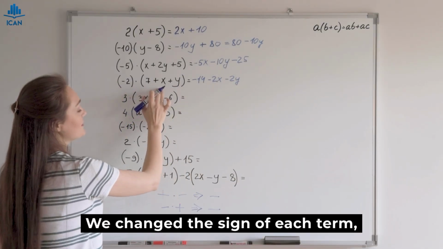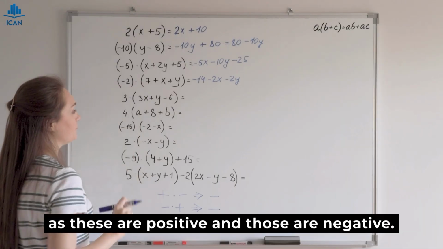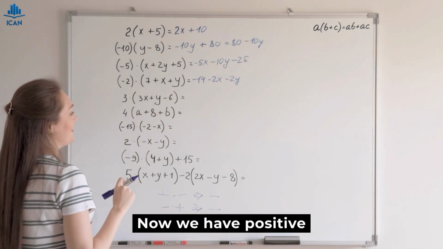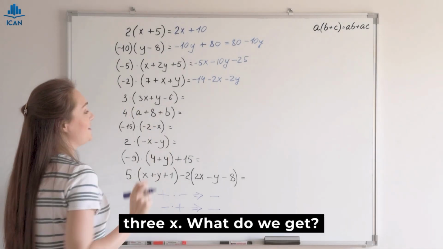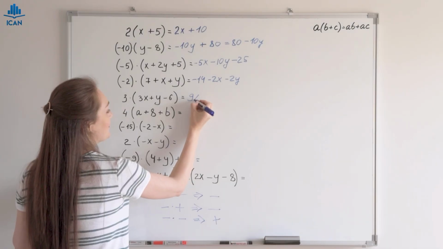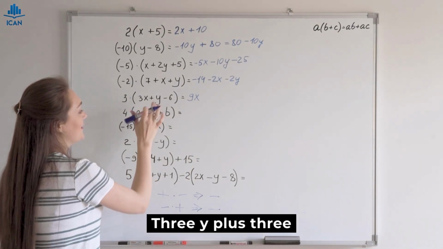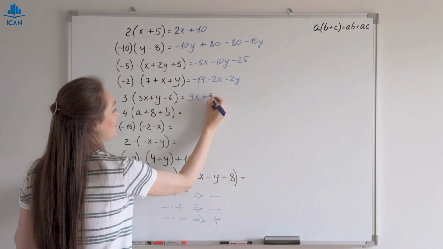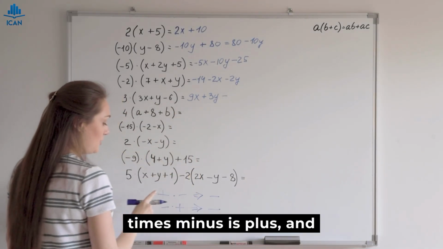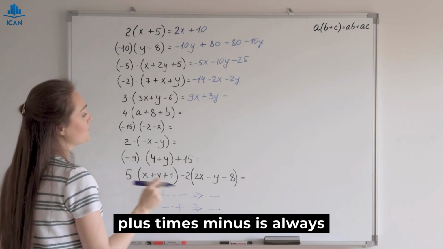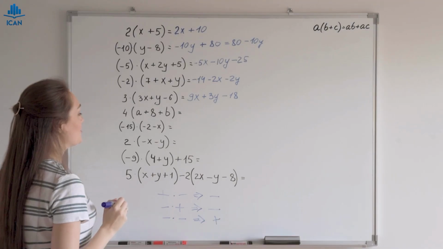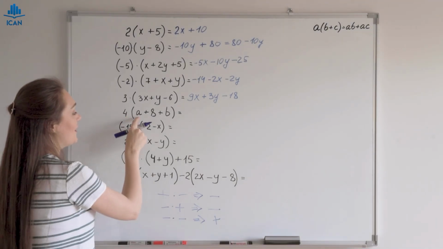We change the sign of each term as these are positive and those are negative. Now we have positive opposites. 3 times 3x. What do we get? We multiply them, right? 9x. 3y plus 3y. 3 times negative 6. Minus times minus is plus, and plus times minus is always minus for us. Minus 18. Good. Next we have 4 times a.